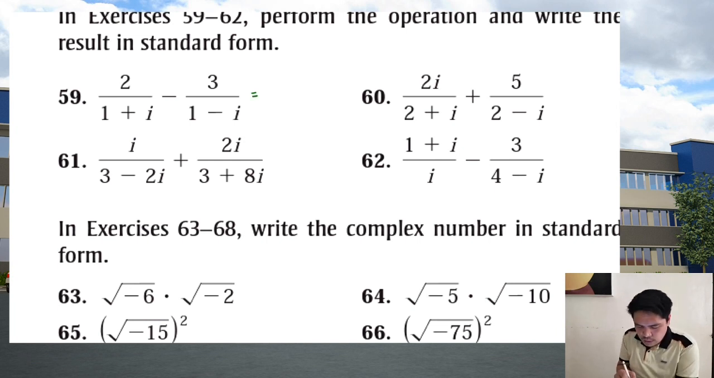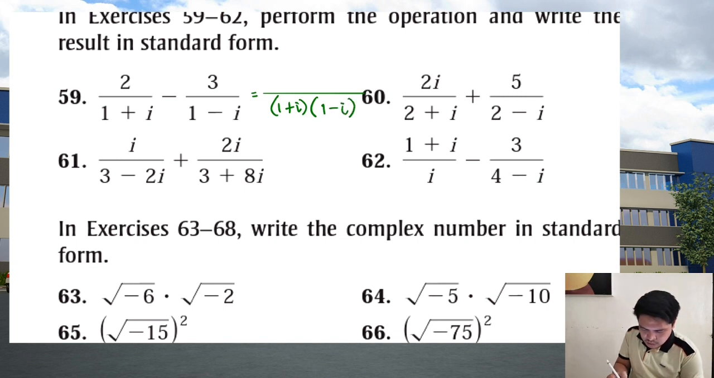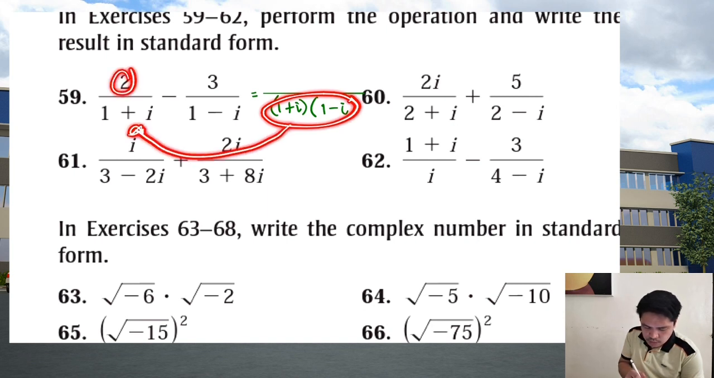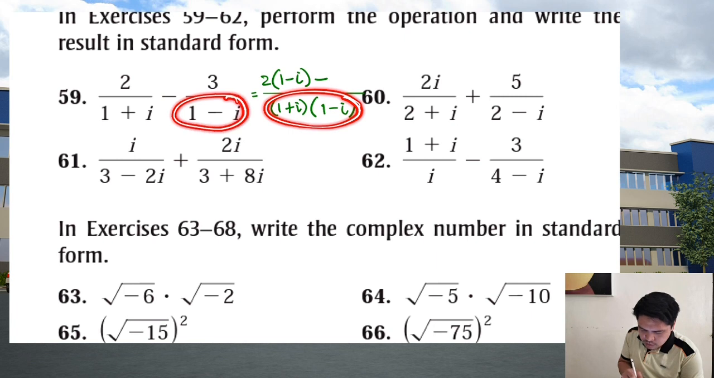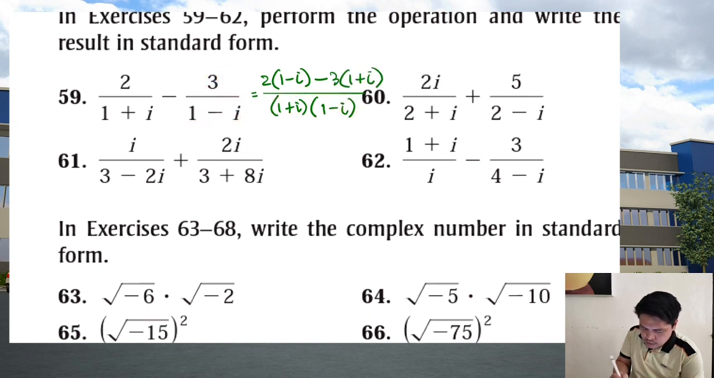So how do we do that? Again, get the LCD. Kasi mga fraction siya, di ba? So I'll get the LCD of this. That would be the product of the conjugates. 1 plus I times 1 minus I. Okay? Then this divided by this is 1 minus I times 2. So that would be 2 times 1 minus I minus, ito, this divided by this is 1 plus, makakansela to. So 1 plus I times 3. So that's 3 times 1 plus I.